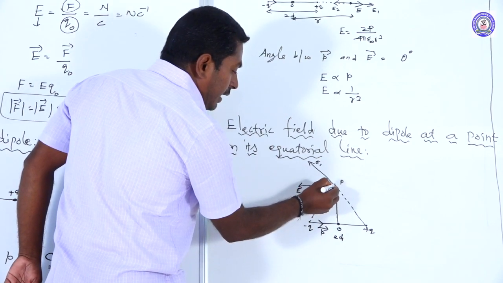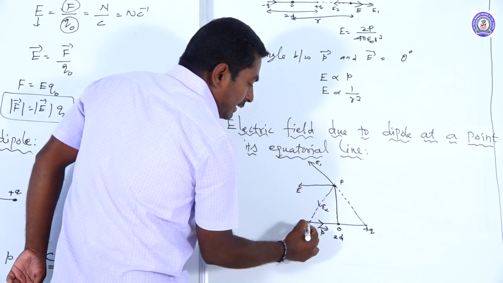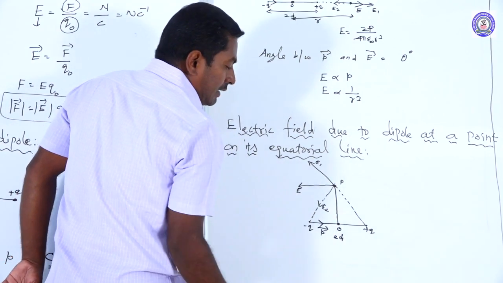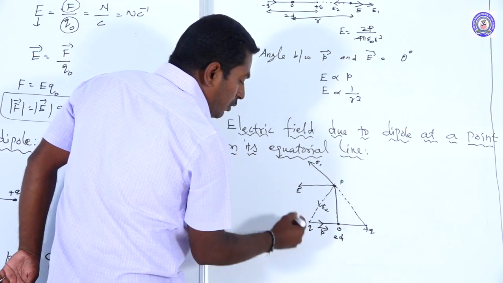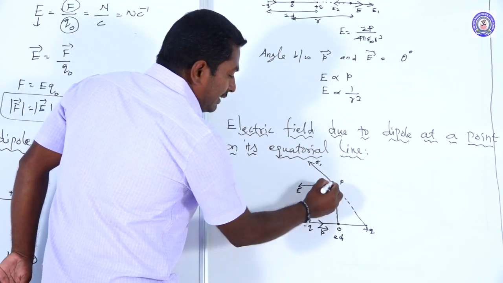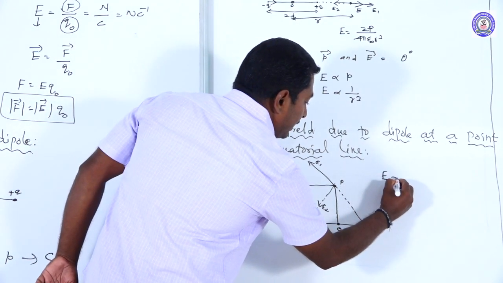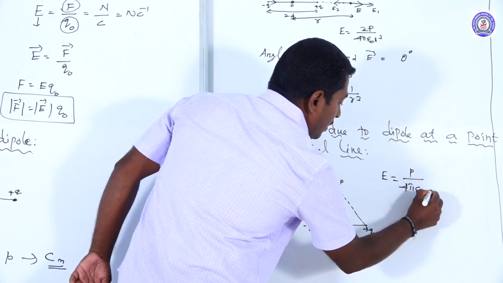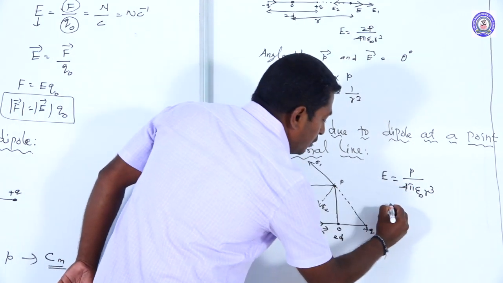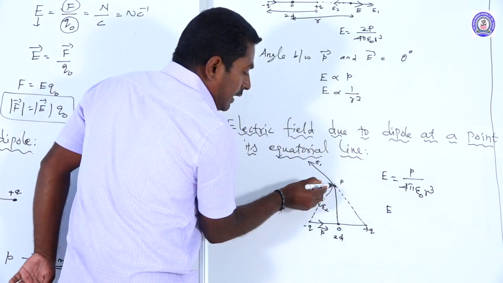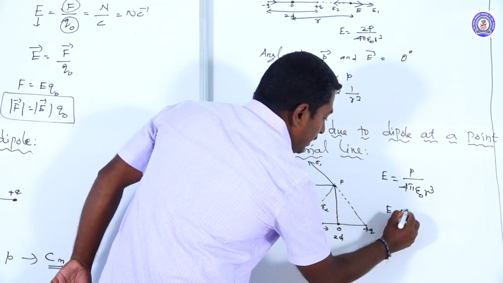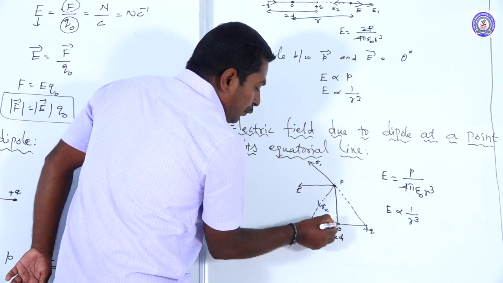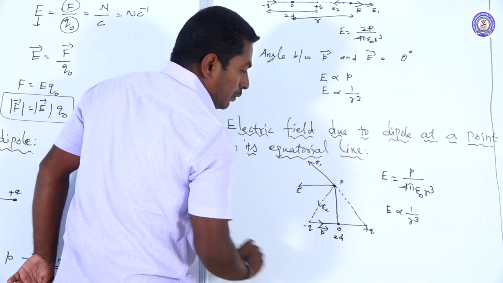So at a point on its equatorial line, the electric field due to an electric dipole acts parallel to the dipole axis, but opposite to the direction of the dipole moment. At this point, the magnitude of electric field intensity E is equal to P divided by 4 pi epsilon naught R cube. So in this case also, the resultant electric field intensity at a point on its equatorial line is inversely proportional to the cube of the distance of the point from the midpoint of the electric dipole.